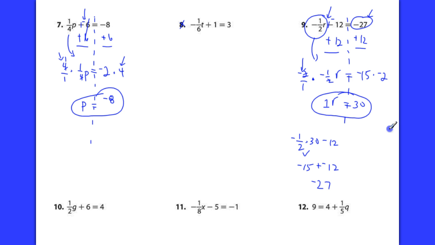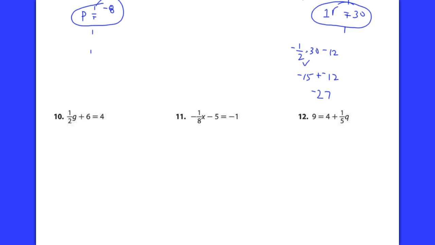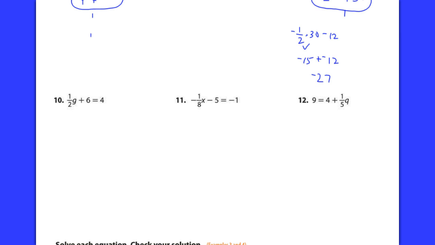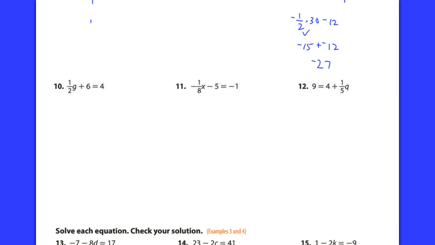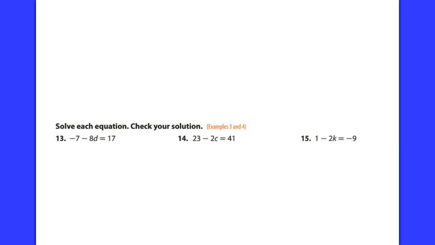Okay, let's move on down to number 11. Actually, you know what? I'm going to skip number 11 because I feel like I'm doing the same question over and over. You would just add 5, and then you'd multiply by a -8, and you'd have the solution right there. So let's look at this last group right here because there's a couple things a little bit different, but not a big deal.